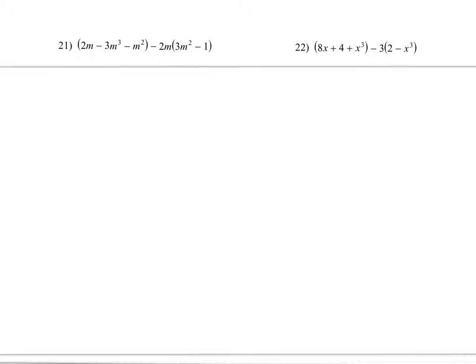All right, next up here, there's nothing to distribute in the first one, so I'm just going to rewrite that as is. And the second one, I need to distribute the negative 3, so that's going to make negative 6 plus 3x to the third. So now we'll combine like terms, so I'll get my x to the thirds first.